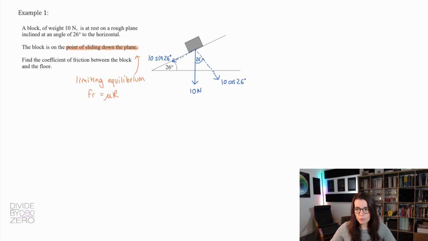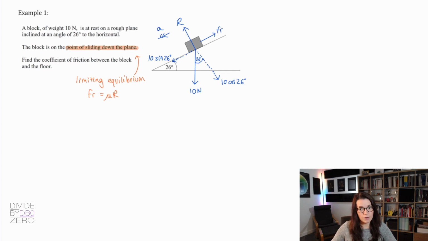Other forces we have will be the normal reaction force, acting in this direction. And then it says it's on the point of sliding down the plane. So I'm going to put acceleration going down, even though it's not accelerating at this point, just so I can see then that the friction would be acting in the opposite direction. So FR for friction going up the plane.